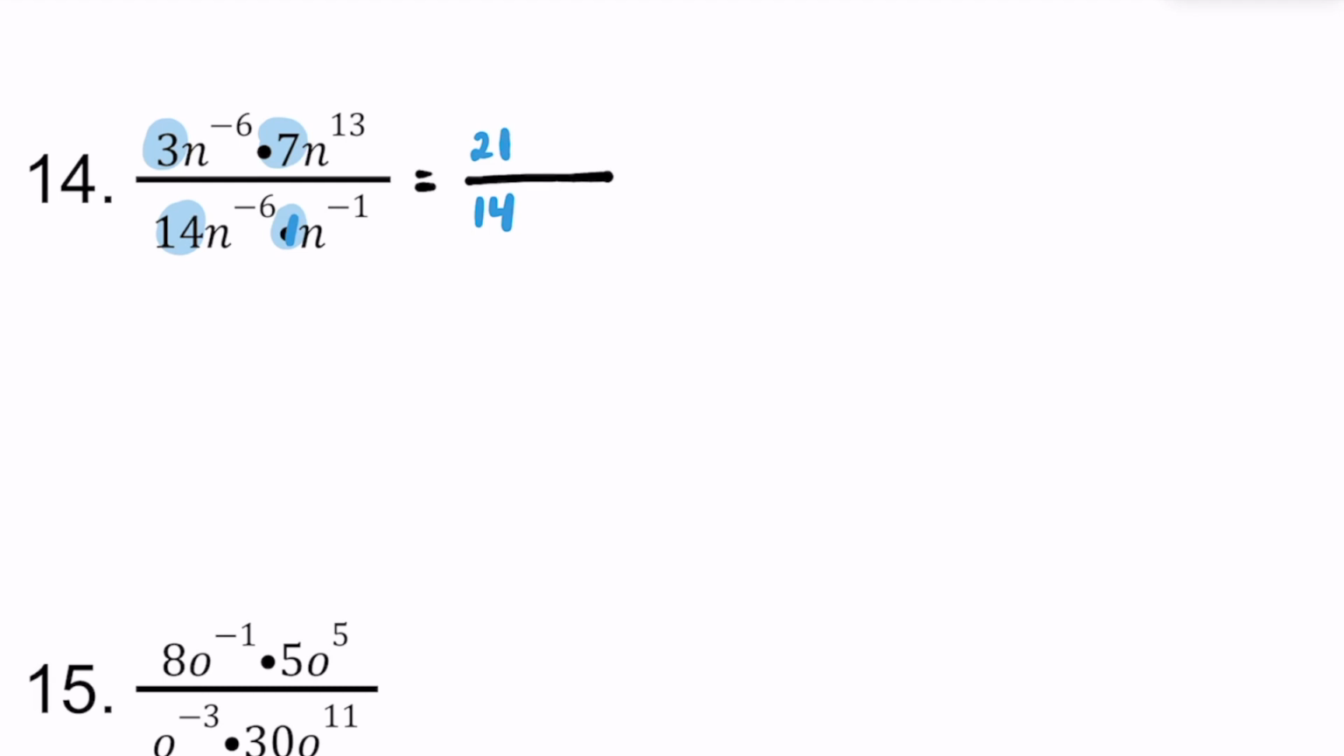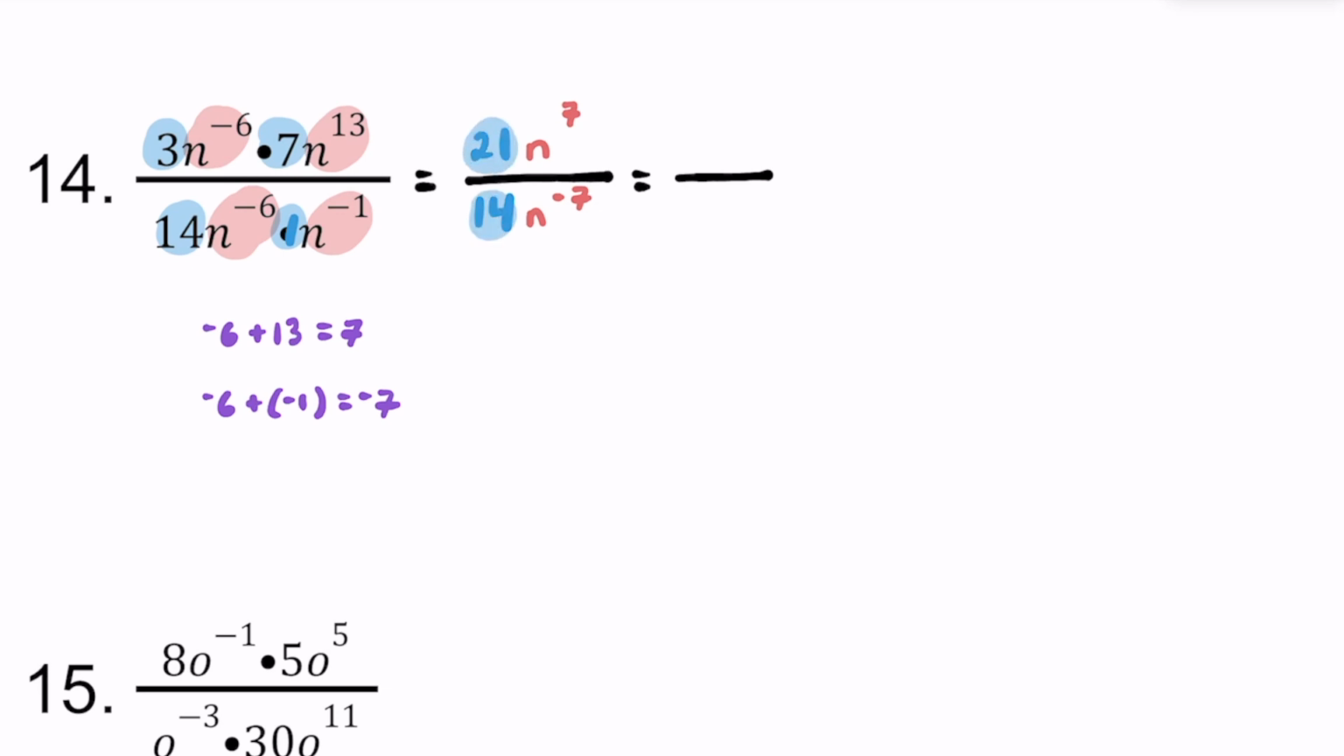Then moving on to our variables, we have n to the negative 6th power times n to the 13th power. So using that product property, we can say negative 6 plus 13. That is going to be a positive 7, right? So that's going to be n to the 7th power, on top. And on the bottom, we have n to the negative 6th power times n to the negative 1st power. Using the product property again, negative 6 plus negative 1 is negative 7. So this is going to be n to the negative 7th power. All right, so hopefully you're noticing this looks a little bit less scary than it did a moment ago using those product properties.